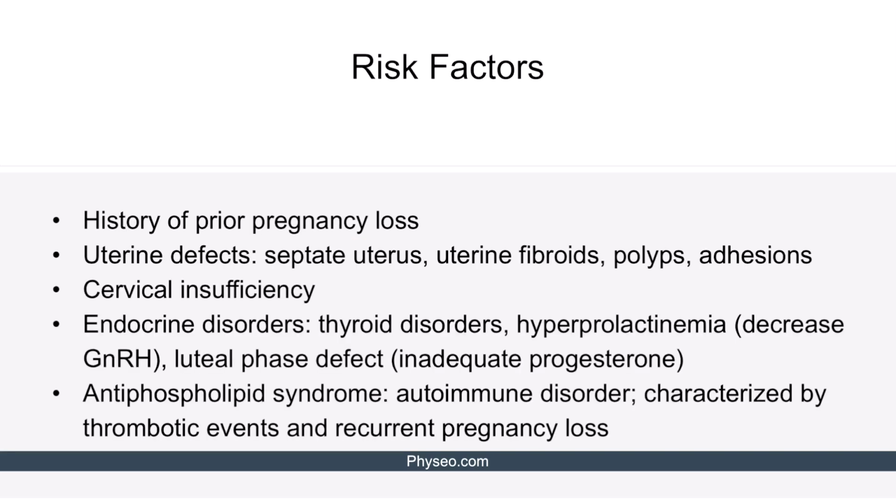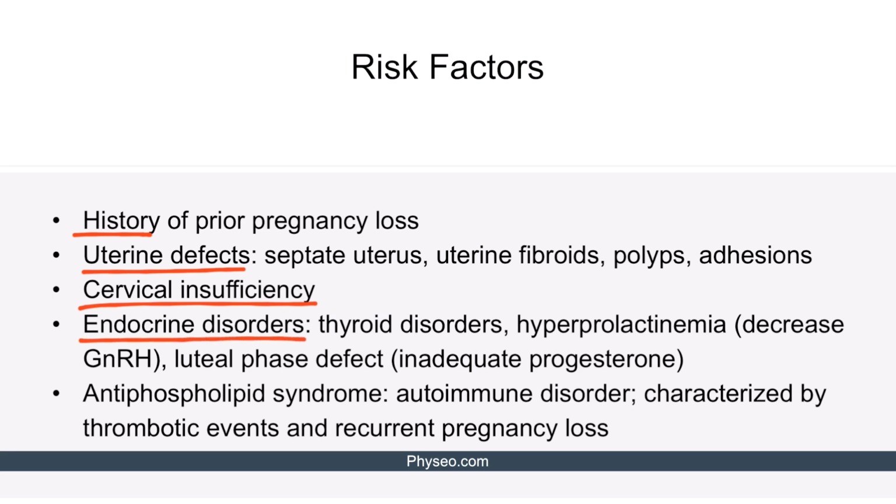Here are the risk factors for recurrent pregnancy loss. A history of prior pregnancy loss significantly increases the risk of pregnancy loss in subsequent pregnancies. Uterine defects like a septate uterus, uterine fibroids, polyps, adhesions, and cervical insufficiency are also some of the risk factors.